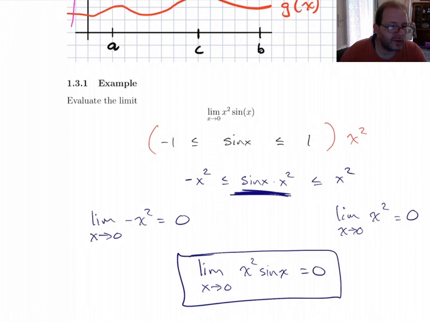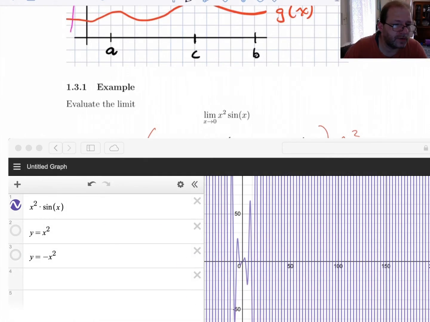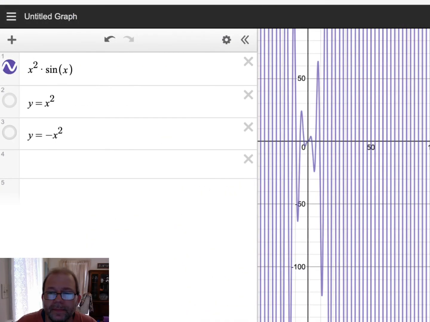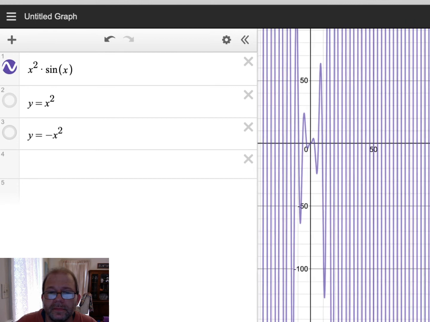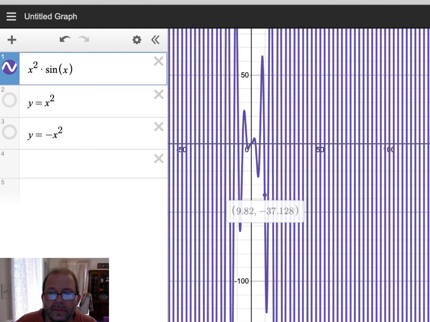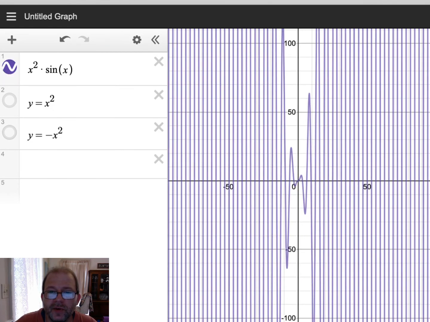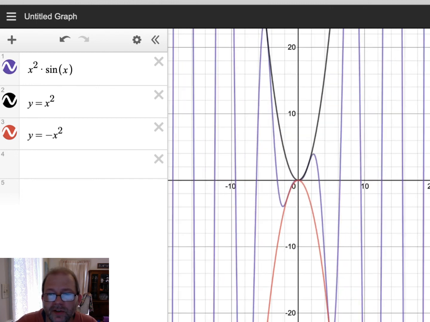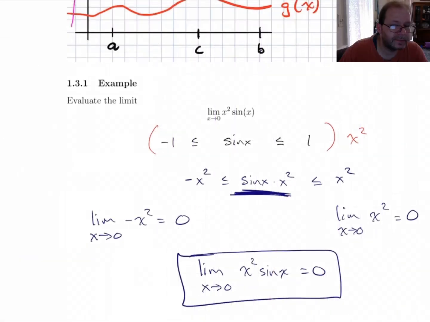And if we want to look at this graphically, I've got it shown over here on Desmos. So here's the function that we're interested in, x squared sine x. If you look at y equals x squared, it's always above it. Y equals negative x squared is always below it. So when you come in here to 0, x squared sine x has to be in between. All right, that's it.